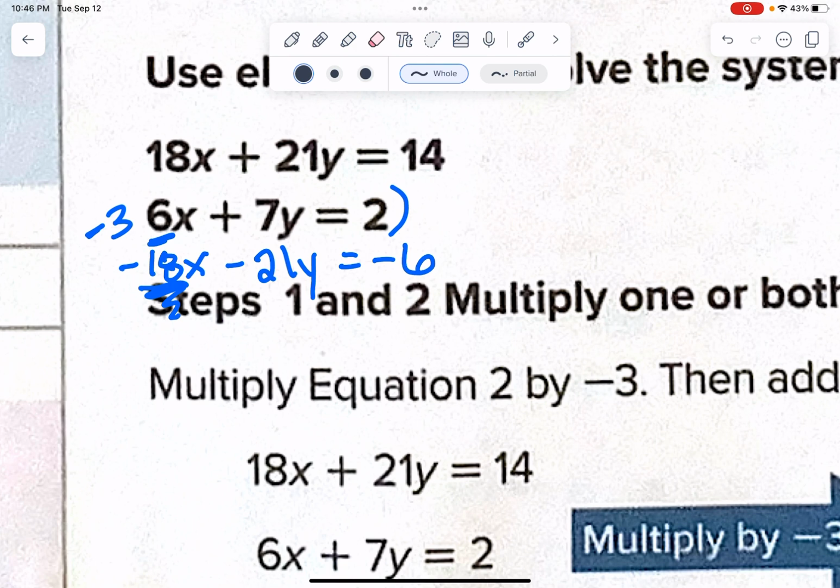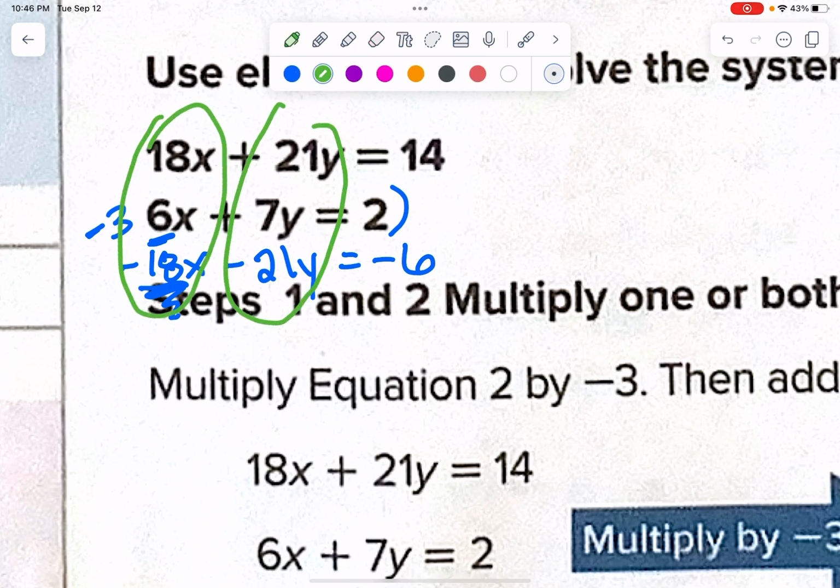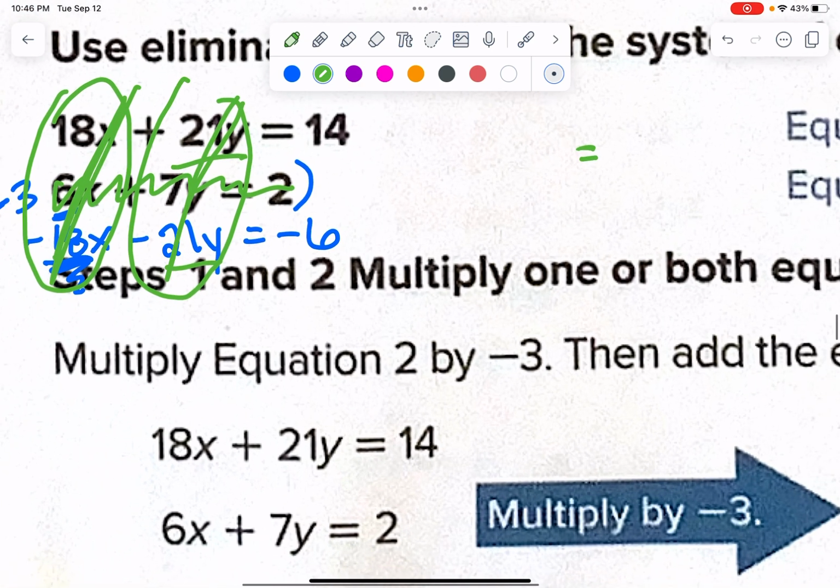And now I'm going to combine my stuff here, okay? Imagine that middle row is not there. 18x and negative 18x goes away and my x's are gone. 21y and negative 21y goes away and my y's are gone. So that's kind of puzzling. I end up with nothing on the left side, which means I have 0 over here on the left, okay? On the right, I have 14 and negative 6. And when I combine those, that makes 8, right? 14 and a negative 6 makes 8.